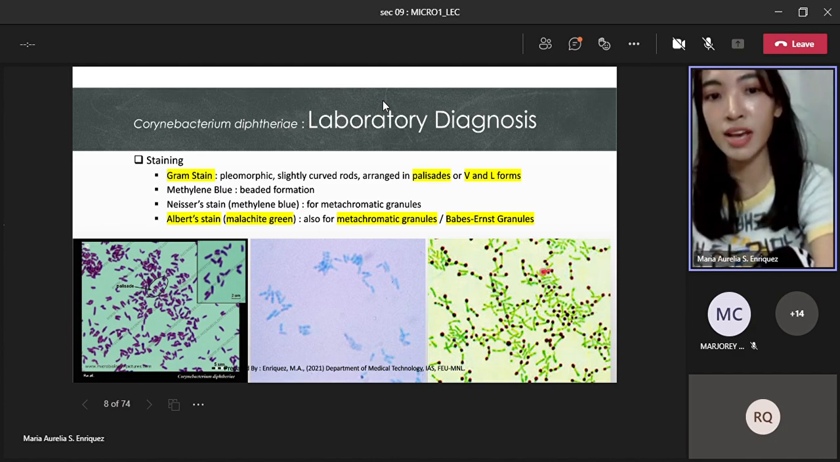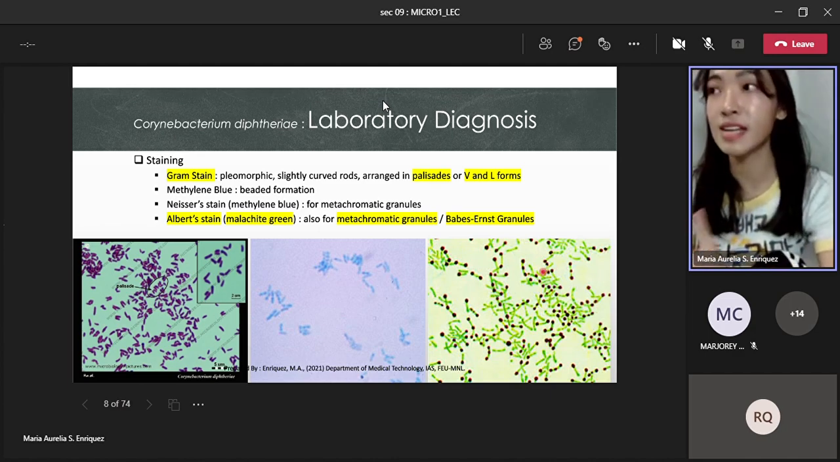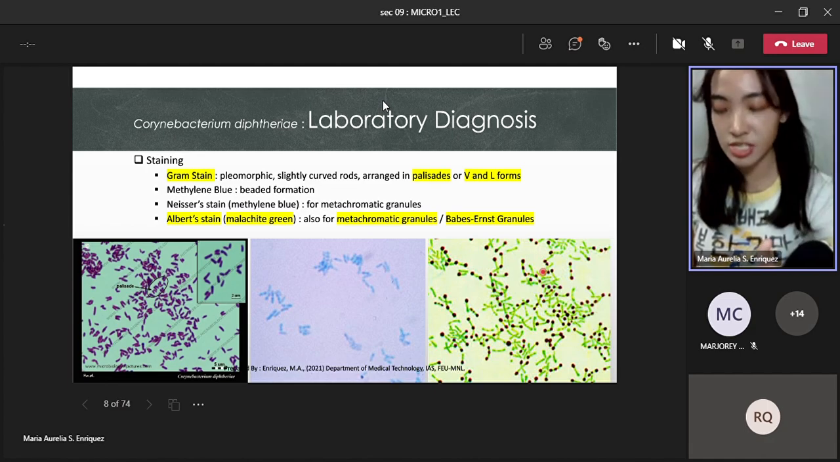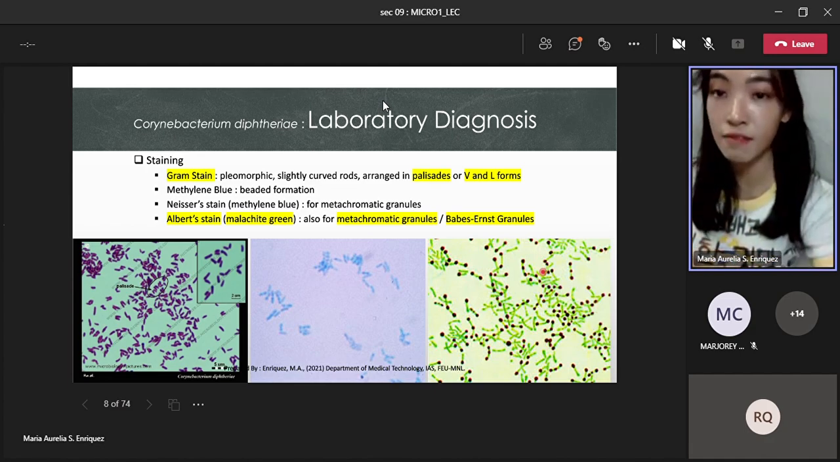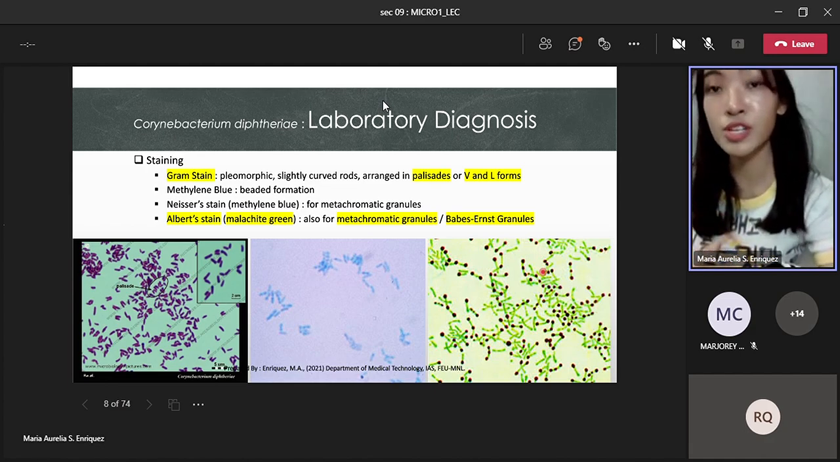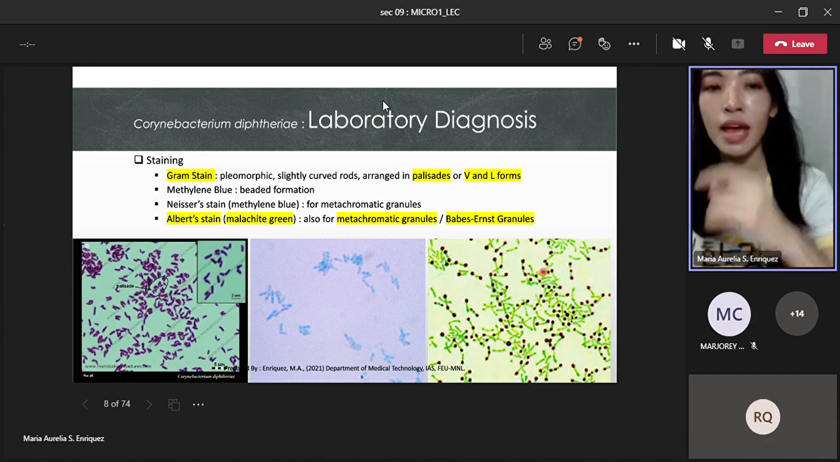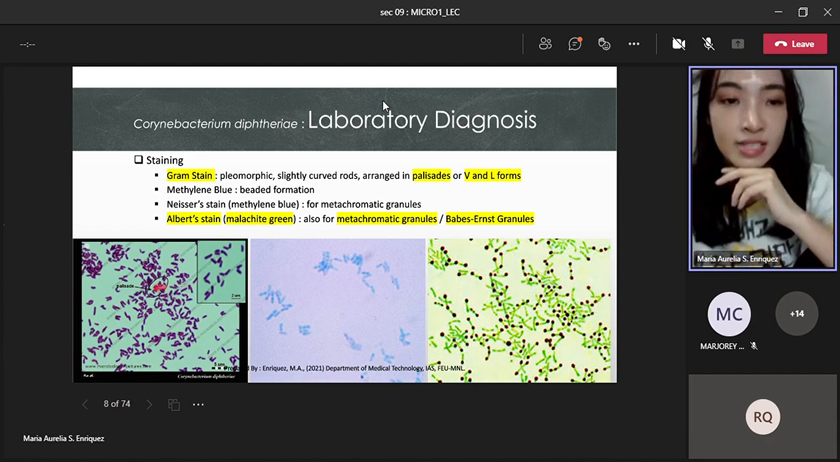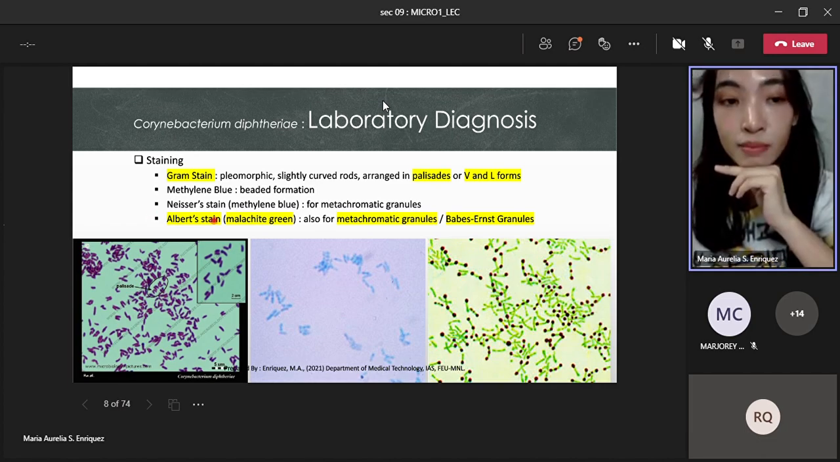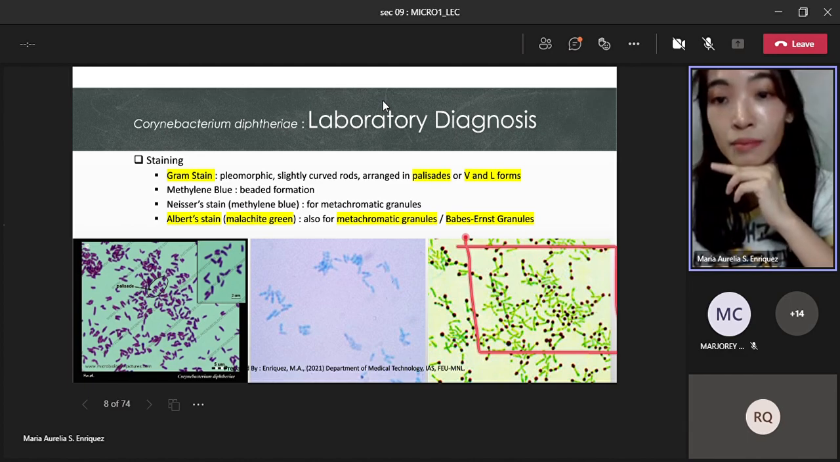So ang purpose po nito is if ever mapunta sila sa isang environment where there is not enough nutritional sources. Ayan po, at least meron silang parang baon through these metachromatic granules. And we may easily visualize them with the help of methylene blue or the Albert stain, which makes use of malachite green. So itong third photo na ito po, this is an example of the Albert stain.